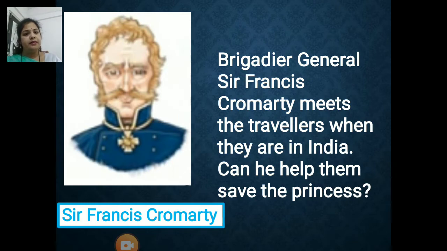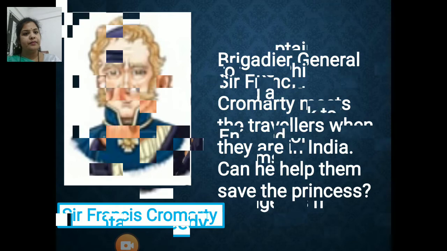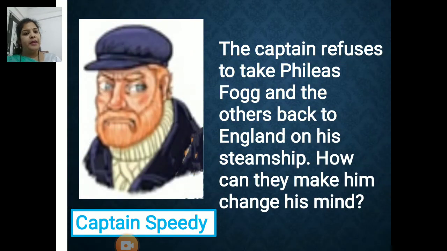Next character, Sir Francis Cromarty. Brigadier General Sir Francis Cromarty meets the travelers when they are in India. Can he help them save the princess? Yes. Curious to know about it? Let's try to find it out. Next, minor character Captain Speedy. The captain refuses to take Phileas Fogg and the others back to England on his steamship. How can they make him change his mind? Do they get success? Let's find out.